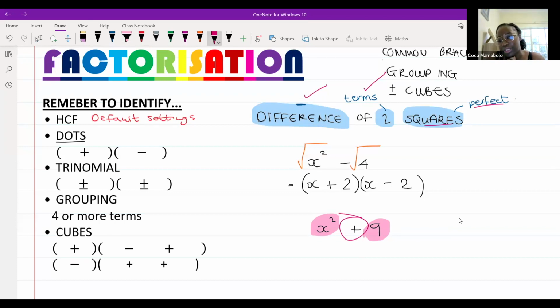So can we factorize this? No, we can't. It's actually factorized as it is. We can't do anything further with it. All right. Thank you, Sia. Well done. Excellent work.